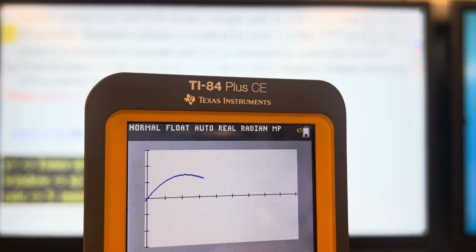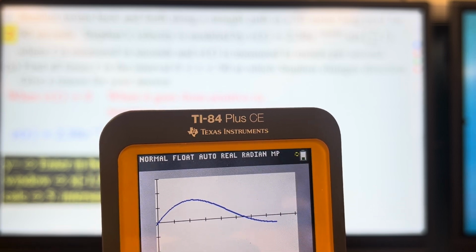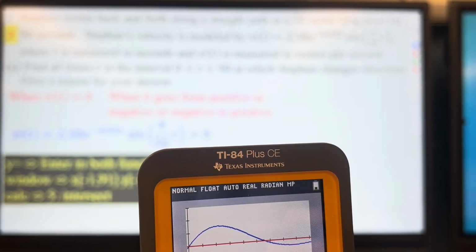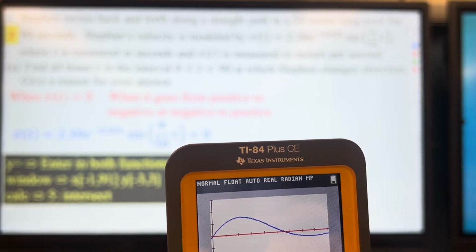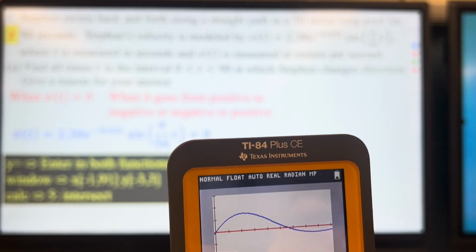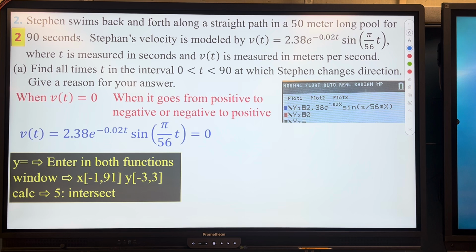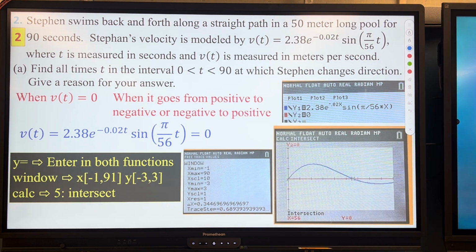All right, I see my graph hits at 0, 0. I see it hits again, and it hit like twice. All right, so when it goes from positive to negative or negative to positive, so when it hits 0. So when I'm looking at this graph, I need to use something else. All right, I typed in my numbers, I typed in my windows, and I got my graph. Now at 0, 0, that's the start, so that doesn't really matter. What we care about is this point right here.